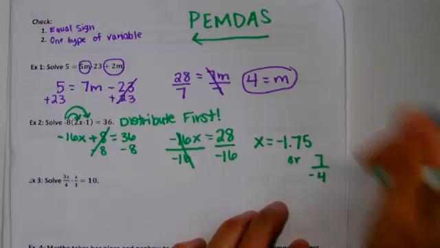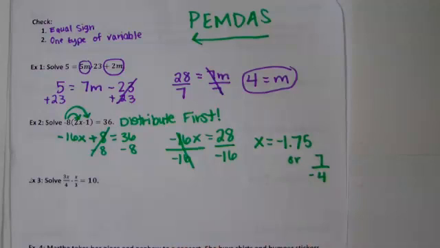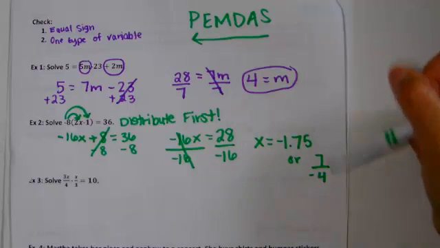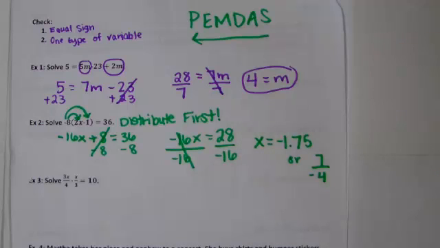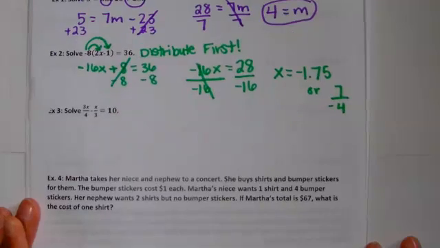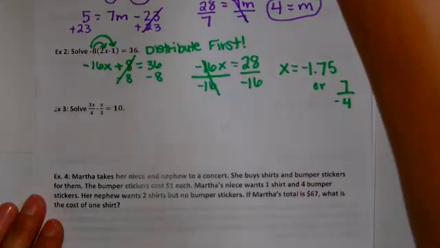So either one of those answers is correct. I want to show you both because if you are on like NWEA or SAT or PSAT, they might have either one of them in the answer choice. I want you to recognize both, okay? All right, the last example, let me zoom that in a little bit.